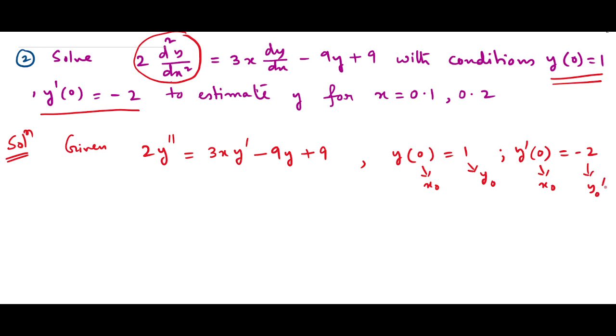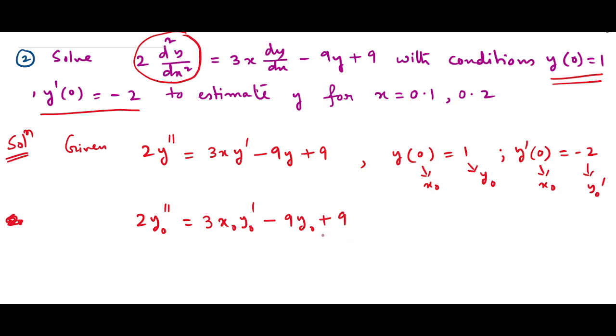In the previous problem, in the very first step we found y naught dash. So here y naught dash is already given. If this is not given, then second order you cannot solve. Okay, is it clear? So now let us find y naught double dash. So what to do? Just replace x by x naught and y by y naught. So our right side will become 3x naught y naught dash minus 9y naught plus 9.